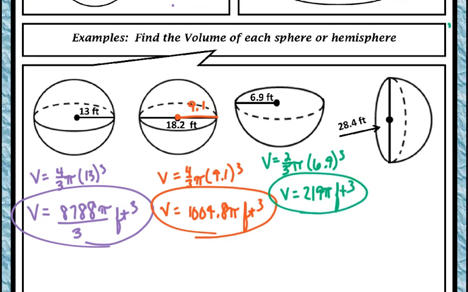And lastly, we have a hemisphere with a diameter. So our radius is 14.2. So our volume is equal to 2/3 times pi times 14.2 cubed. And times 2 divided by 3. We get about, I'm going to round again. It's going so strong. All right, 1,908.9 pi cubic feet. And that's it.